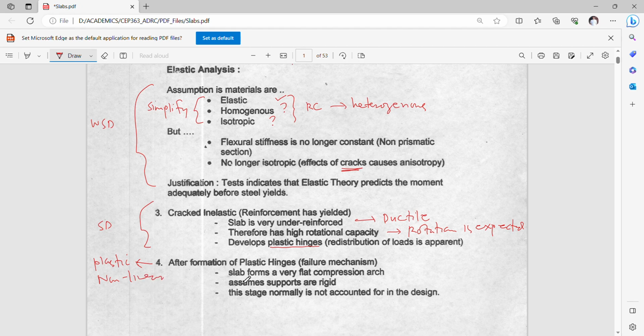So after the formation of the plastic hinge, you have a failure mechanism in the slab forms. The very flat compression arc assumes the supports are rigid, of course. So this stage normally is not accounted for in the design, but in the performance. If we're considering the performance of your building, then you can say that this plastic nonlinear behavior contributes much to the safety of the structure as it behaves non-linearly from elastic to inelastic stage.